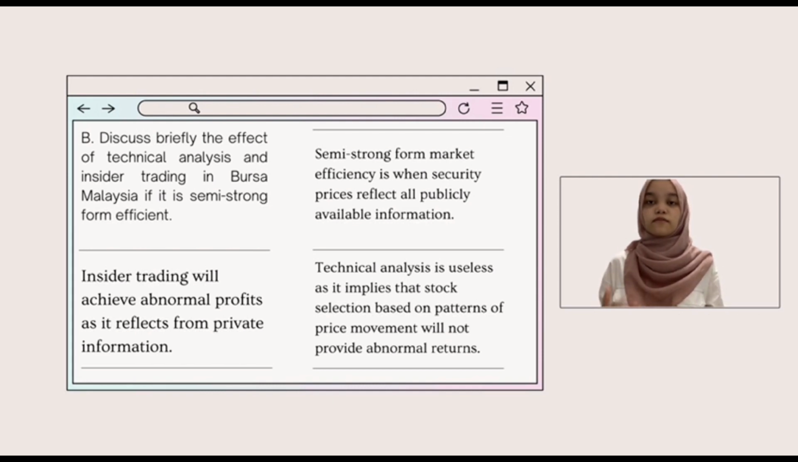So, semi-strong form market efficiency is when security prices reflect all publicly available information. Technical analysis is useless as it implies that stock selection based on patterns of price movement will not provide abnormal returns. Insider trading in Bursa Malaysia will achieve abnormal profits as it reflects private information and not public information.